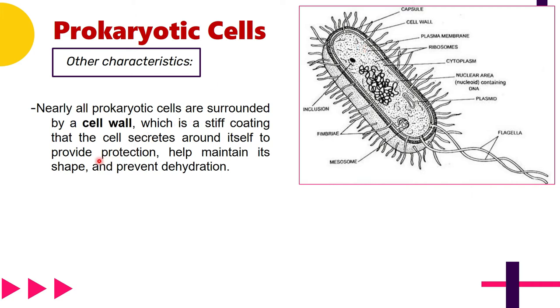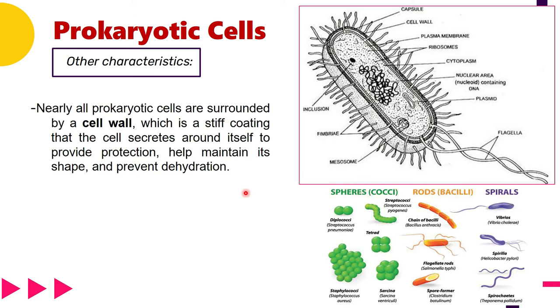So I have mentioned the functions of the cell wall: for protection, to maintain or give its shape since it is only one cell, and to prevent dehydration or water loss. Organisms that are made up of prokaryotic cells are also called prokaryotes. Examples of prokaryotes are bacteria, and bacteria are very diverse. Bacteria differ from one another, as you can see, they have different shapes and sizes.